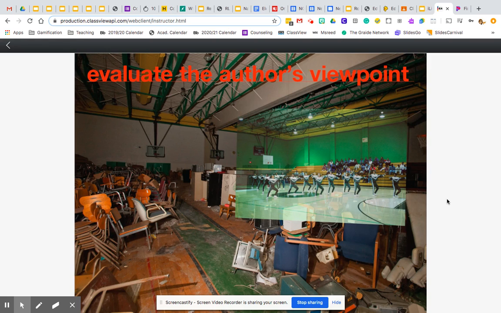I want you to take a second and think about what the author or the photographer of this picture, how did they feel about this school? Why did they put this picture inside the other picture? What are they trying to tell us about their feelings about this school? I'm going to give you a second to think about it, and then we're going to move on.